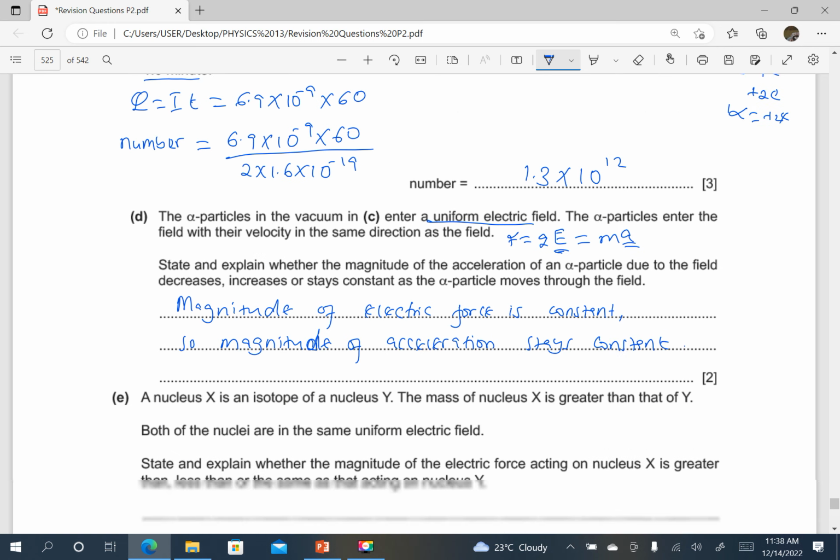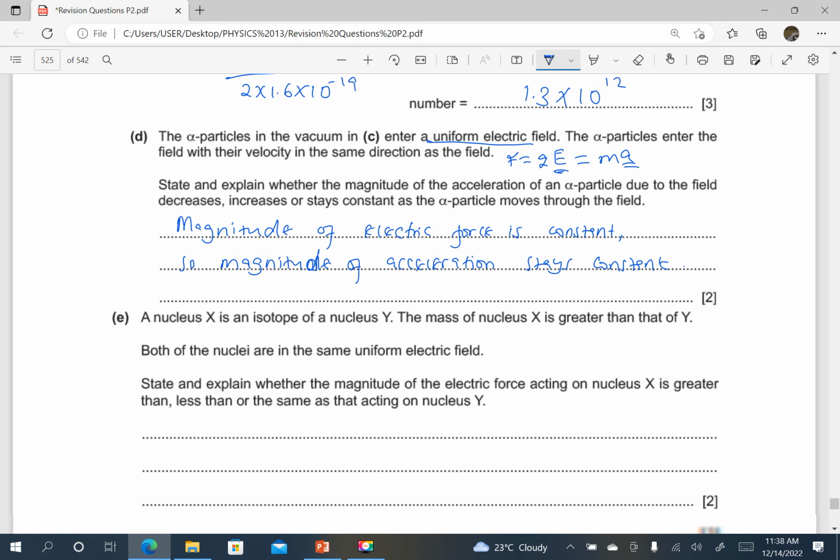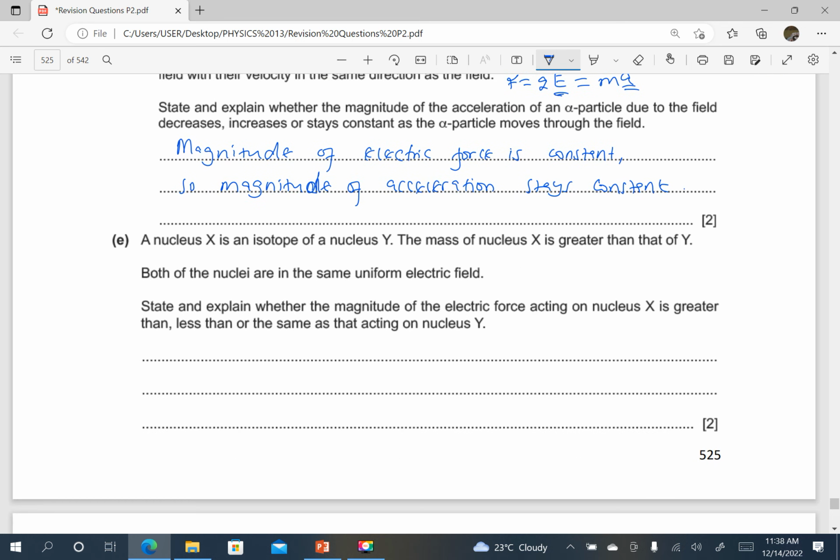Okay, of course, such a question we expect it mostly in A level now, but for completeness, we shall just answer it. A nucleus X is an isotope of a nucleus Y, so they have the same proton number. The mass of nucleus X is greater than the mass of nucleus Y, so they have different nucleon numbers, of course. Both of the nuclei are in the same uniform electric field. State and explain whether the magnitude of the electric force acting on nucleus X is greater than, less than, or the same. So, of course, force is charge times electric field strength. It is a uniform field, so it is the same.